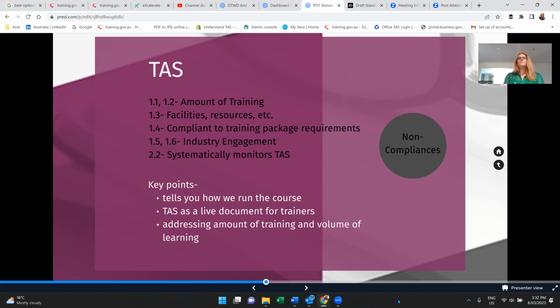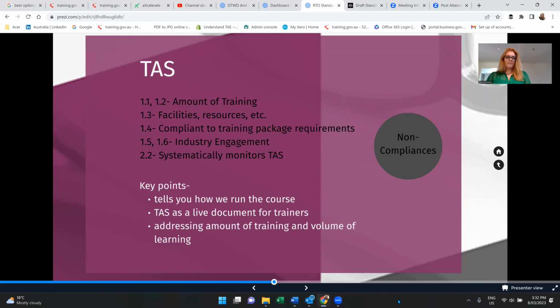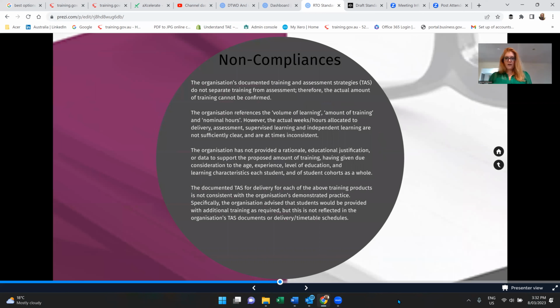So you need to have a system in place to make sure that you're checking for those sorts of things. And then you need to have a process in place for how you're going to update students when these sorts of things occur to switch out to the new units. All right. So a TAS is a live document. It explains how the course is actually run.